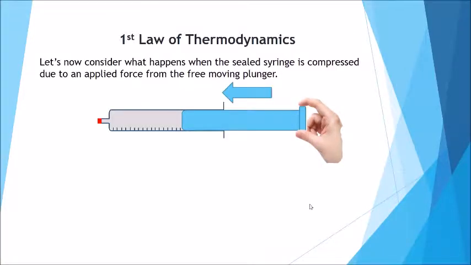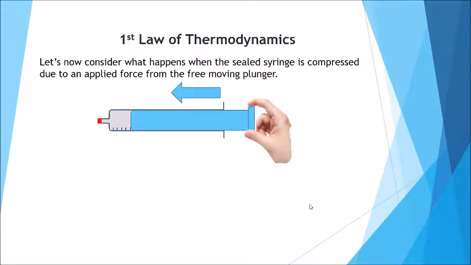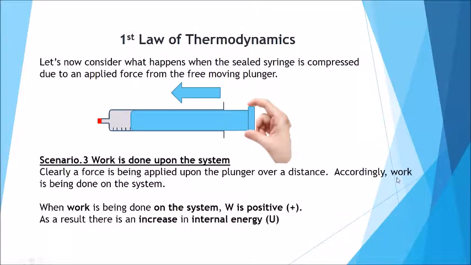Our third scenario is when we have a sealed syringe and it's allowed to be compressed as such. In this scenario, we can see that work is being done by applying a force on the syringe, forcing it to move a distance. And by definition, work is the product of force by displacement. Work is being done on the system. As such, the W is positive. We're adding joules into our system, and therefore there's an increase in internal energy.